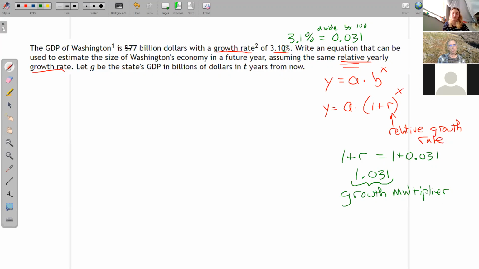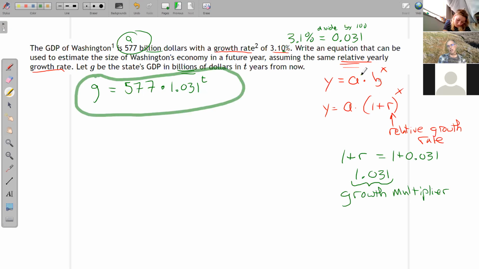And a here must be my starting point, that $577 billion. So now I've got to figure out how to write an equation. So let's see, next they say let G be the state's GDP in billions of dollars. So instead of a y, they want me to use a G, and it's in billions, so I don't have to add any zeros. So I'm just going to write 577 times that 1.031, and then the power is just t years from now. So instead of an x, they want me to use a t. So this is my equation.